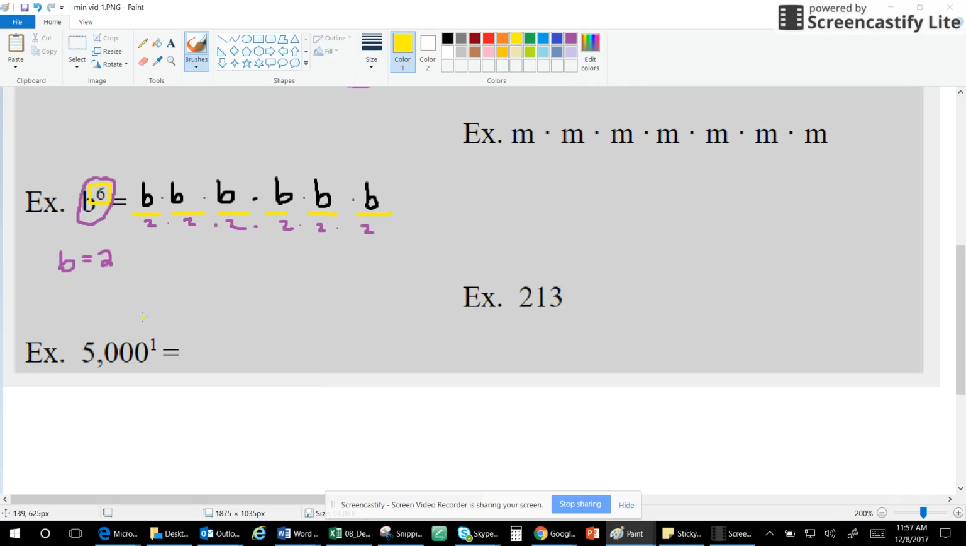And this last one, this one should be the quick and easy guy, is there's only one 5,000. There's no multiplication that's happening, nothing past the regular multiplication there. Okay, so it's just 5,000.